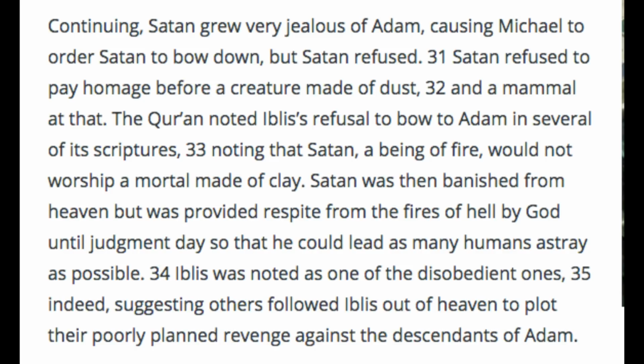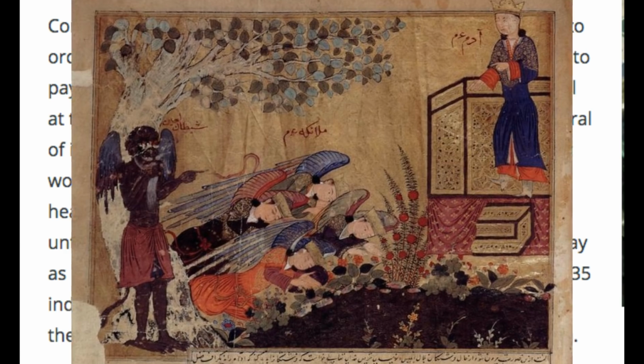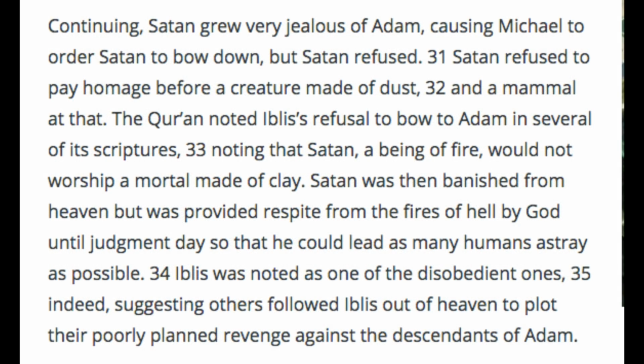Here, Satan grew very jealous of Adam, causing Michael to order Satan to bow down. But Satan refused. Satan refused to pay homage before a creature made out of dust, and a mammal at that. The Quran noted Iblis' refusal to bow to Adam in several of its scriptures. Noting that Satan, a being of fire, would not worship a mortal made of clay. Satan was then banished from heaven, but was provided respite from the fires of hell by God until Judgment Day, so that he could lead as many humans astray as possible.